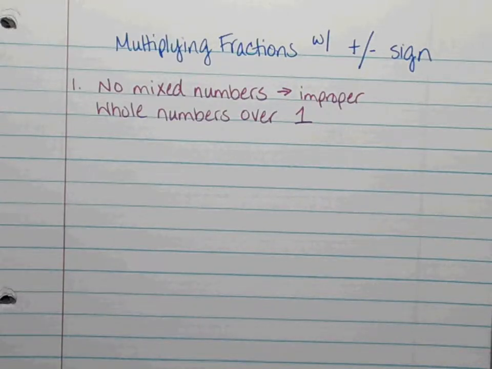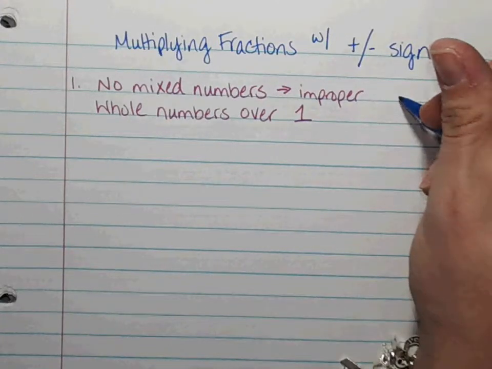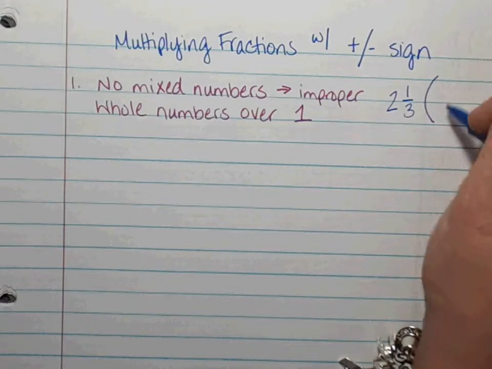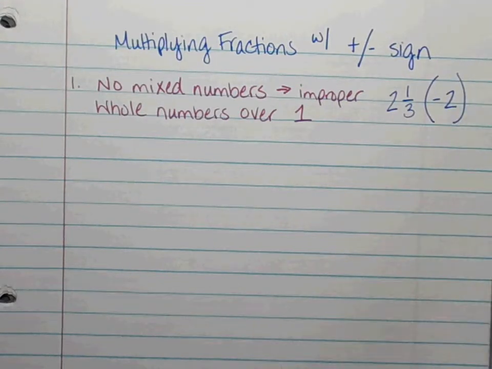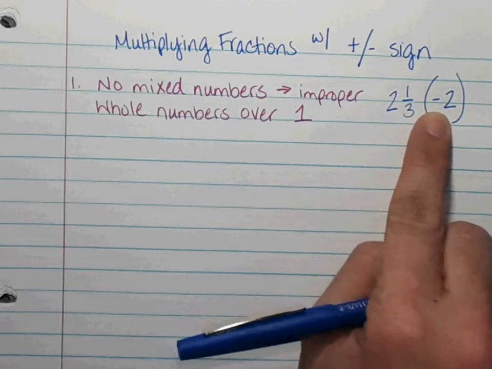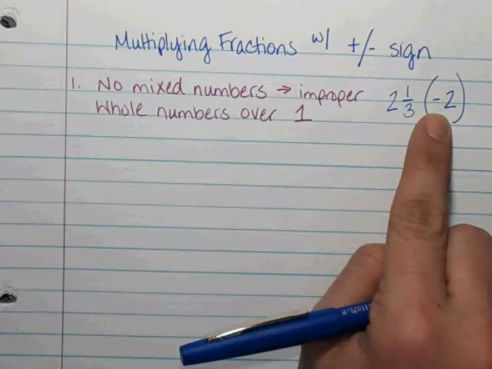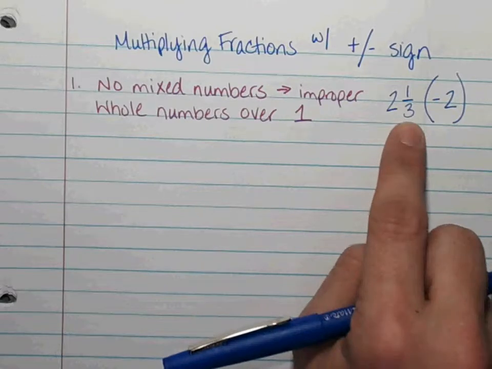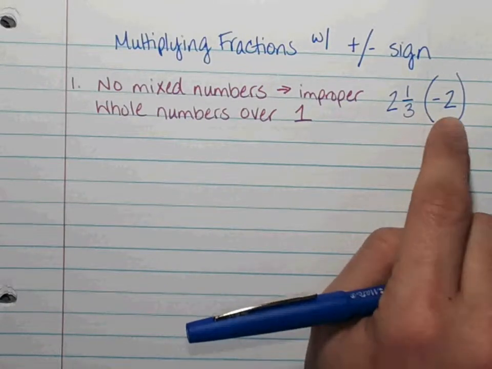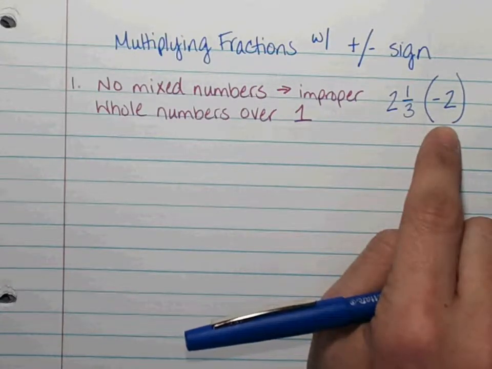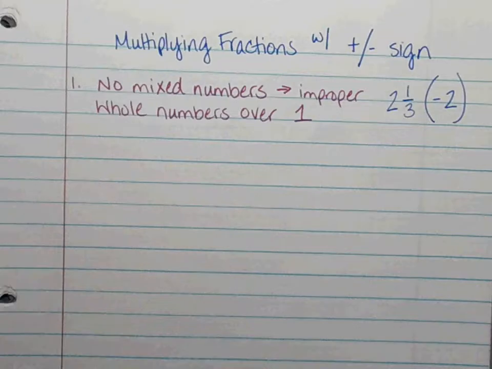So if you had 2 and a third times -2. Okay, look up here. This is not -2. Look closely. This is a common question. This is 2 and a third times -2. Not -2. Okay? So, my first step was no mixed numbers.